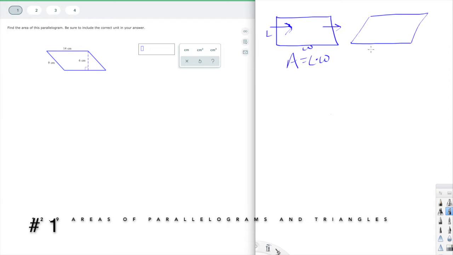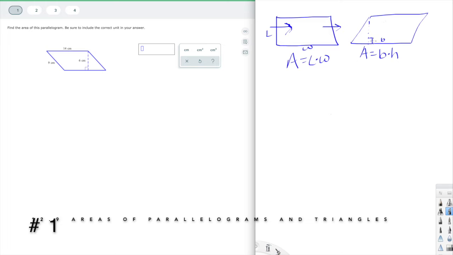For a parallelogram, instead of length and width, since it's usually kind of slanted like this, we say the area is base times height. So this is the base, and then the height is going to be a line drawn at a 90-degree angle. So it's usually somewhere in the parallelogram, and they have it kind of coming down from the other one, so it's kind of in the middle.